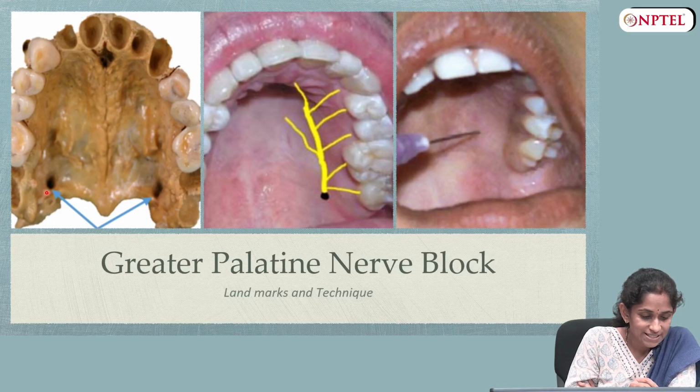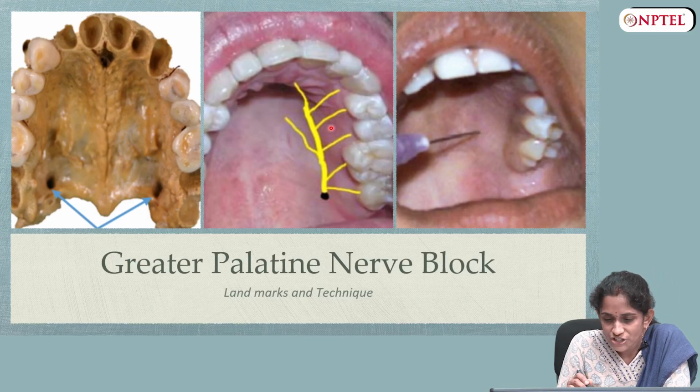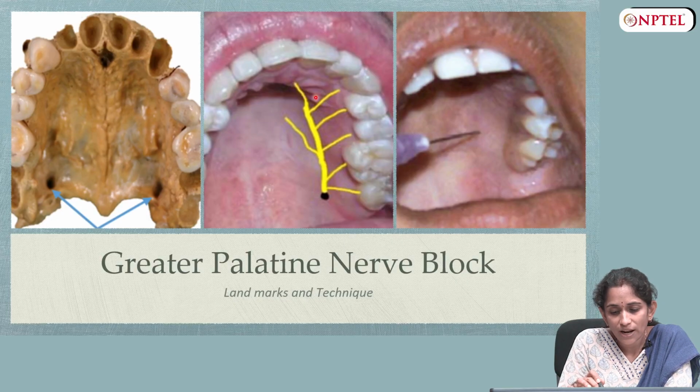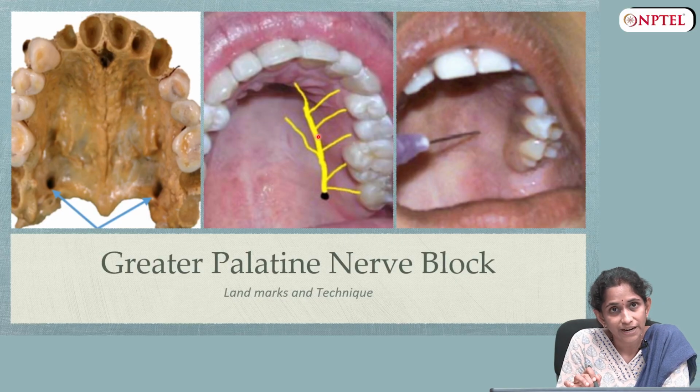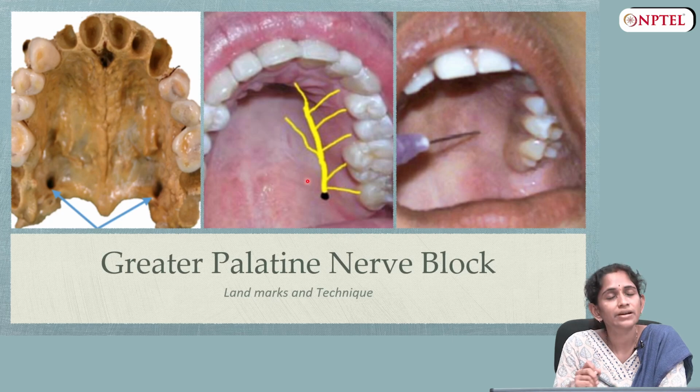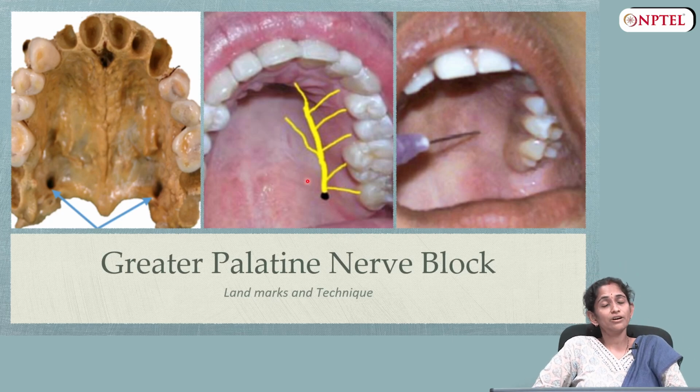Once the nerve exits from here, it branches out to give nerve supply to the palatal mucoperiosteum. From the third molar till the region of the canine, the whole area is supplied by the greater palatine nerve, medially till the midline. Medially till the midline, anteriorly till the canine and also posteriorly till the third molar, this whole area of the palatal mucosa derives its nerve supply from the greater palatine foramen.